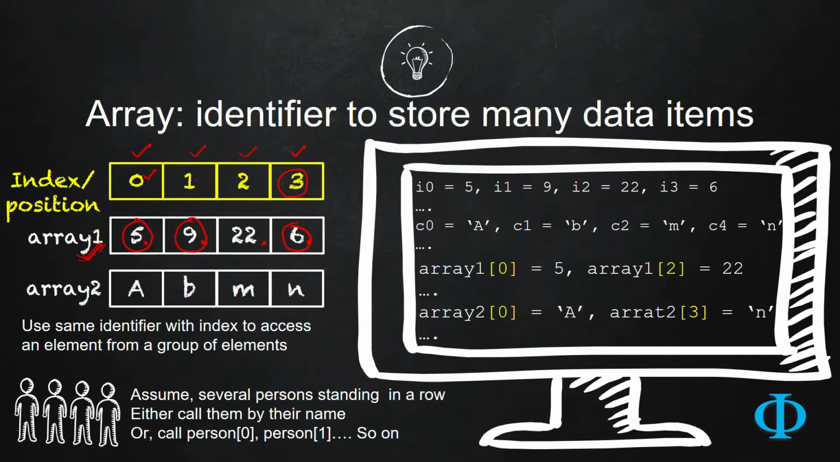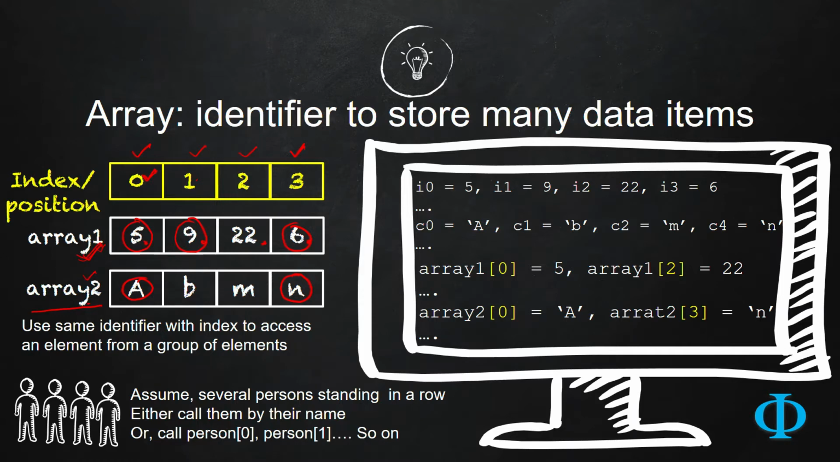And the same way, if it comes to array 2, which is basically a collection of characters instead of integers, it is the same there also. Like the item at index 0 of array 2 is a, and the item at index 3 of array 2 is n, something like this.